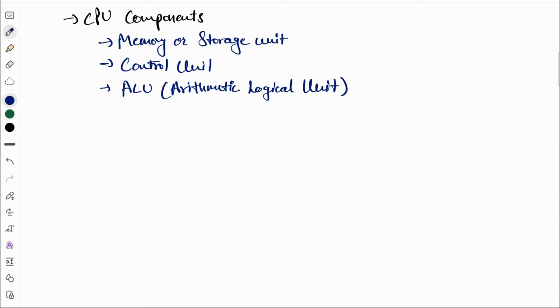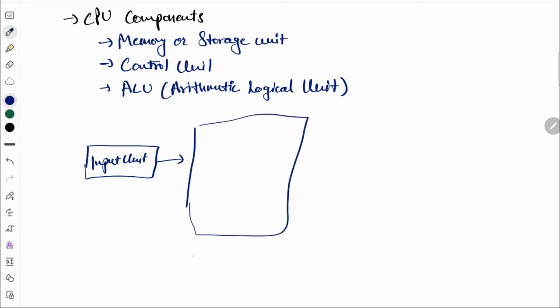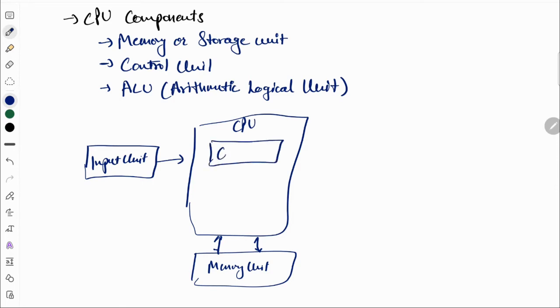Here is a diagram. Input unit, memory unit, CPU, control unit, and then arithmetic unit, logical unit, and then it gives output.